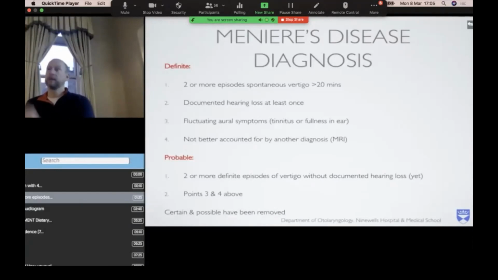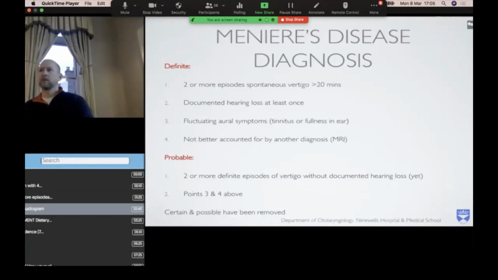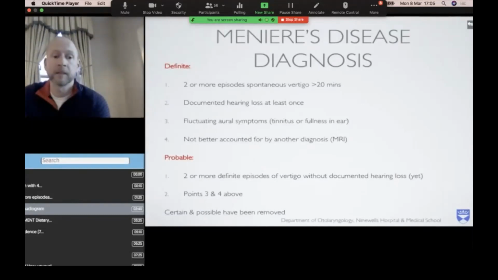That's fine. Yep. So you have to have more than one hearing test? No, it's nice, but that builds on the probable criteria here, where you've got all the symptoms but you've not got the hearing loss. You've not captured that drop. Now, if you're doing a multi-center RCT, they just want to show the hearing loss, whether it's low frequency or just a difference between the ears. In this revision, certain and possible have been removed, so it's only definite and probable.